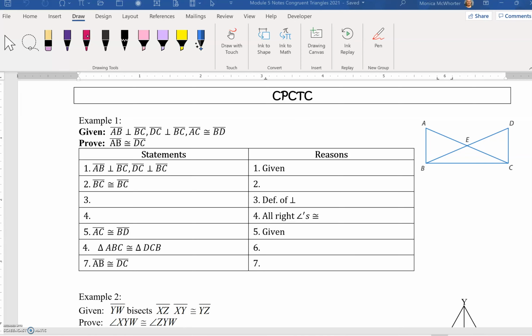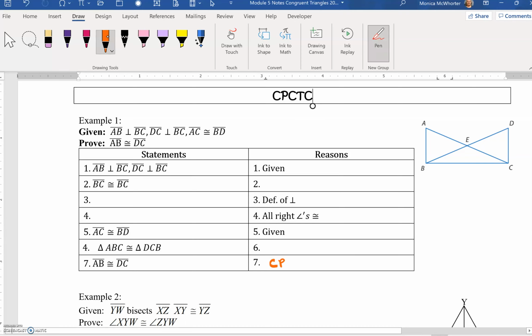Okay, remember that the acronym CPCTC stands for corresponding parts of congruent triangles are congruent. So what we have here is a proof to complete, and our final reason is going to be corresponding parts of congruent triangles are congruent. That is our last step in the process.